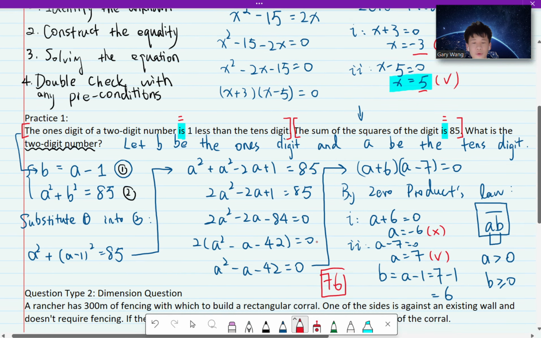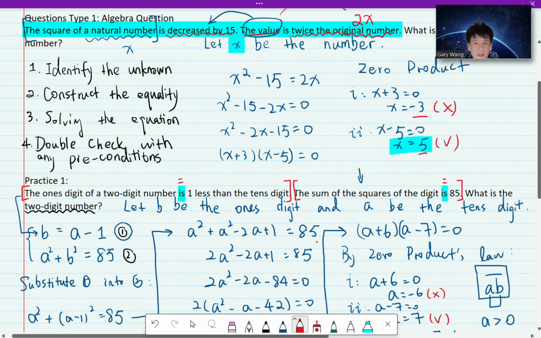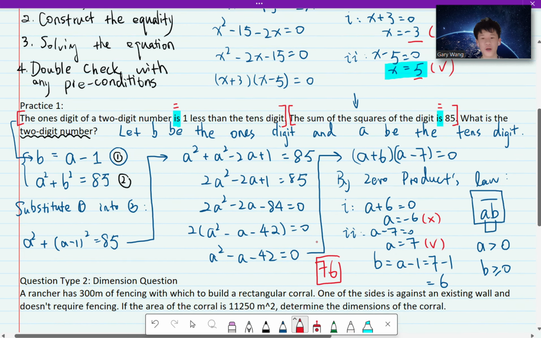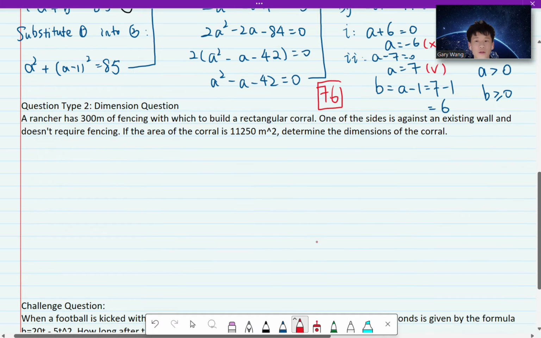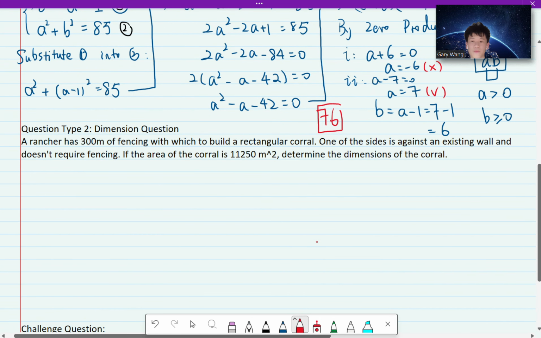So this would be our first question type, algebra question, and there are 4 typical steps that we should follow to solve this kind of question. And the next type of question that we're going to look at would be dimension question. Let's take a look at an example right here. A rancher has 300 meters of fencing with which to build a rectangular corral. One of the sides is against an existing wall and doesn't require fencing. If the area of the corral is 11,250 meters squared, determine the dimensions of the corral.